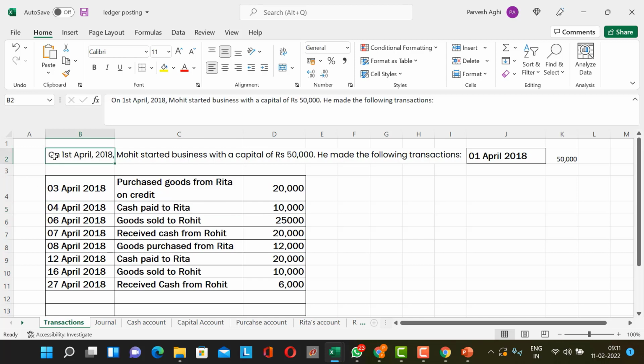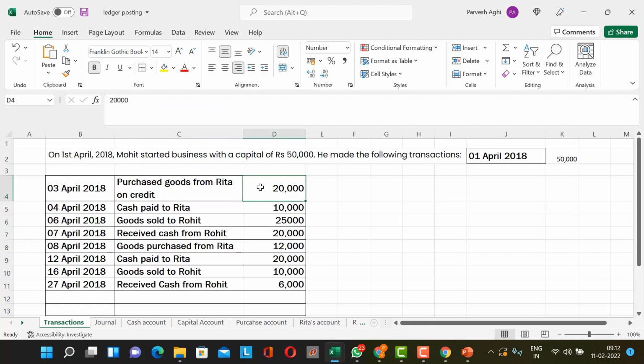So what happened was that on 1st April 2018, there is a person called Mohit who started his business with a capital of rupees 50,000. So he made the following transactions, and these are the transactions for the entire month of April. On 3rd April, he purchased some goods from Rita on credit, for 20,000. On 4th of April, he paid cash to Rita 10,000.